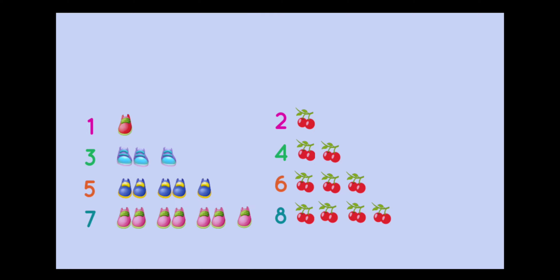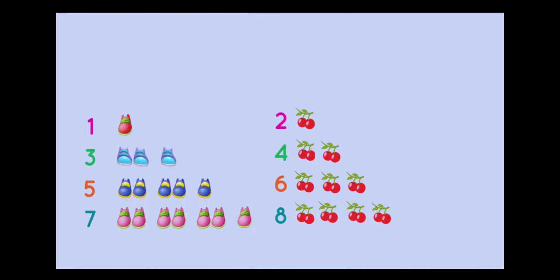Now let's look at even numbers. In even numbers, you can see that they can be put together in pairs. 2 has 1 pair. 4, 2 pairs. 6, 3 pairs. 8, 4 pairs. So all of these numbers are even numbers because we can form pairs out of the objects. But this is a method to find out whether a number is even or odd for smaller numbers.